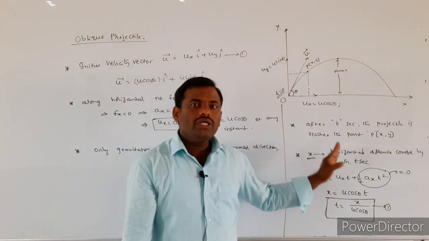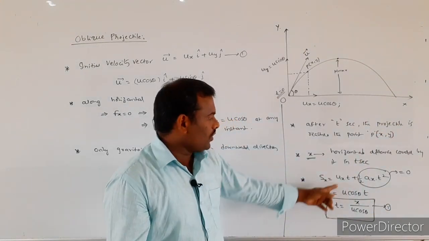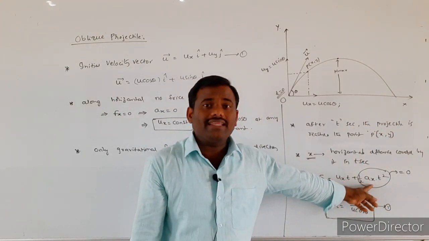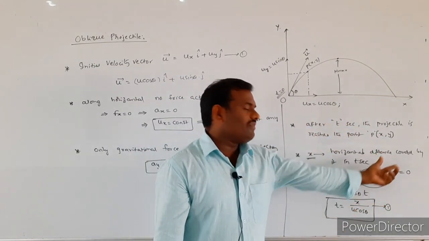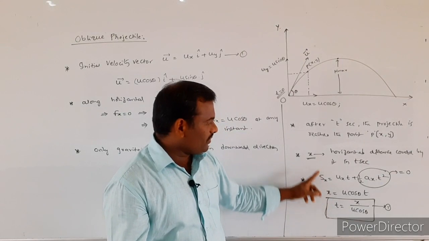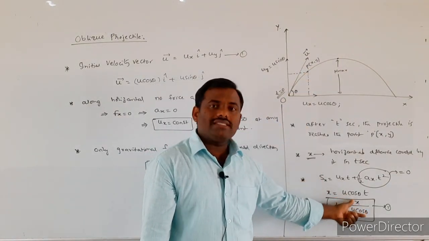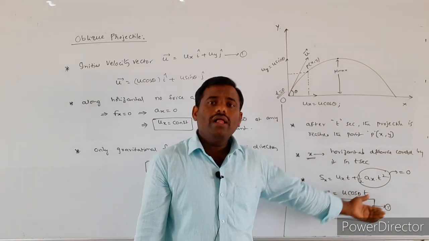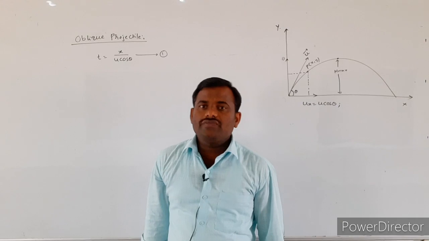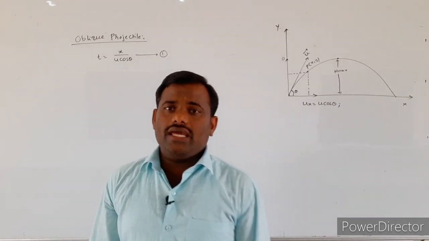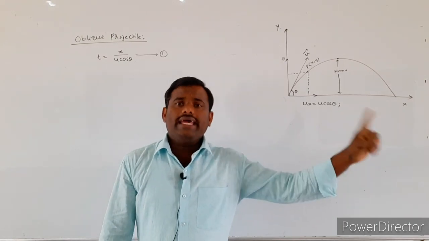Sx is equal to ux into t plus half into ax into t square. The ax value we already mentioned is 0. There is no acceleration along the x-axis. That's why this term value is equal to 0. Therefore, in place of Sx, we write x, that is equal to u cos theta into t. So t is equal to x by u cos theta. This is the first equation we got: t is equal to x by u cos theta. Further, we considered the displacement along the x-axis.